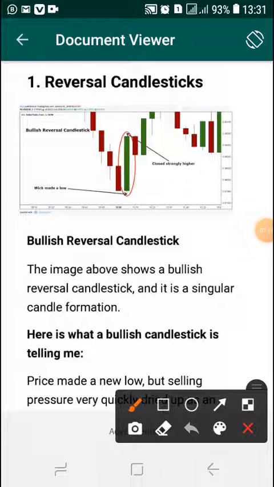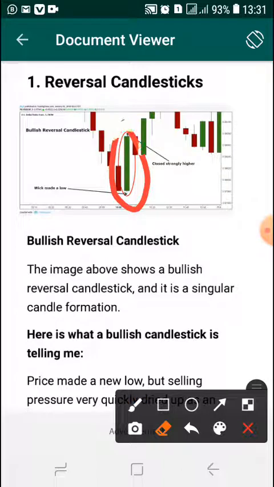A single candlestick, I like to call it a construction. As you can see, they highlighted here, it's a construction for me. So for example, two candlesticks together make a pattern. Sometimes you'll have one candlestick, which is a construction, right?